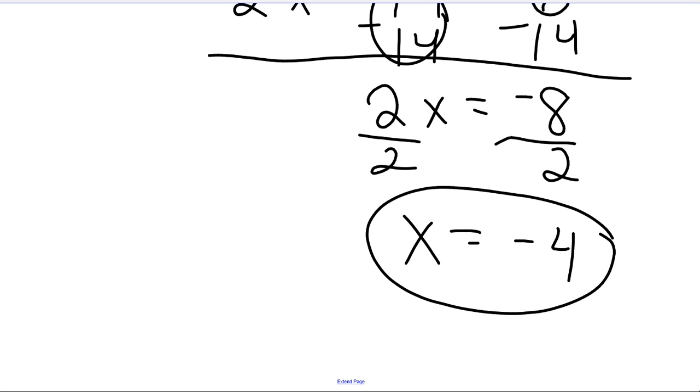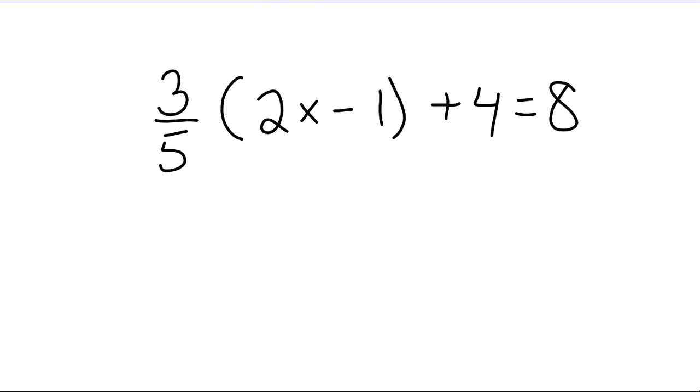Okay, let's go to the second problem. The second problem is like this: 3/5 times (2x - 1). So that part is very similar to the first problem. But then there's also plus 4. So that's what's different. We have another step besides whatever is being multiplied by the parentheses. So before I could try to get rid of that 5, that bottom number of the fraction, I first am going to get rid of this 4.